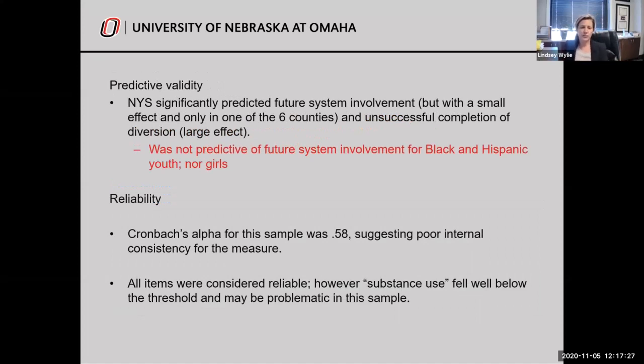All right, so the NYS, the Nebraska Youth Screen, also significantly predicted future system involvement with a small effect, which kind of makes sense, right? When we're making predictions about things like whether somebody reoffends, their risk level is obviously not going to 100% predict whether they reoffend. There's, of course, a lot of other things that go into that: their race, ethnicity, gender, where they live, the whole host of things. So it's not surprising when the effect sizes are small.